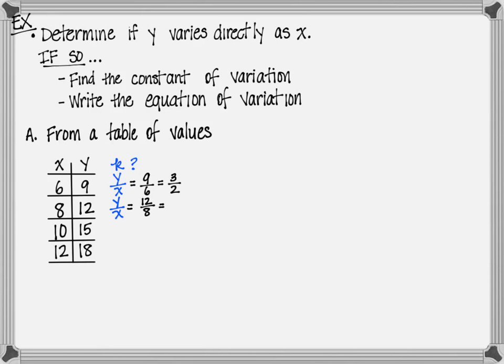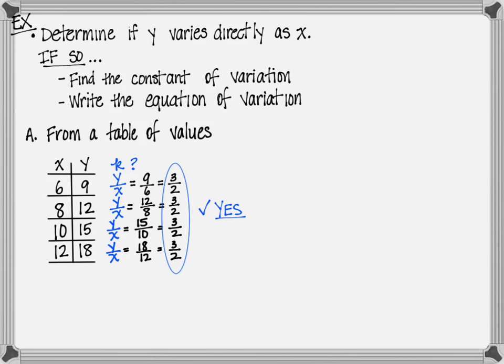We get 3/2 for the first one, 3/2 for the second one, and sure enough, 3/2 for the third one and the last one. All of them have the exact same y divided by x, which means there is a constant, and therefore y does vary directly as x. Now we go back up and find that constant of variation. Well, this is that constant. It is constantly the same thing. So k equals 3/2. Then write the equation of variation in the form y equals kx, but use the k. So we have y equals 3/2 times x. And that's the end of this problem.